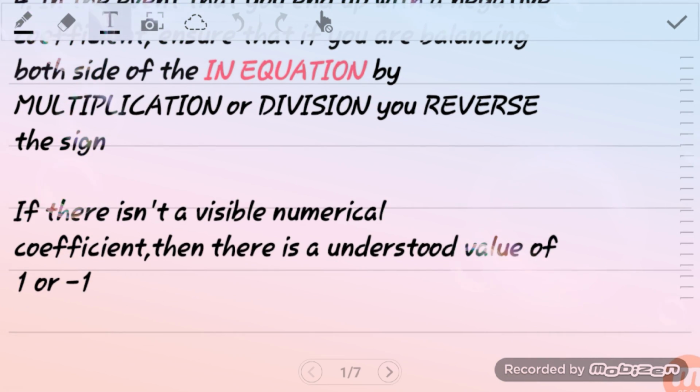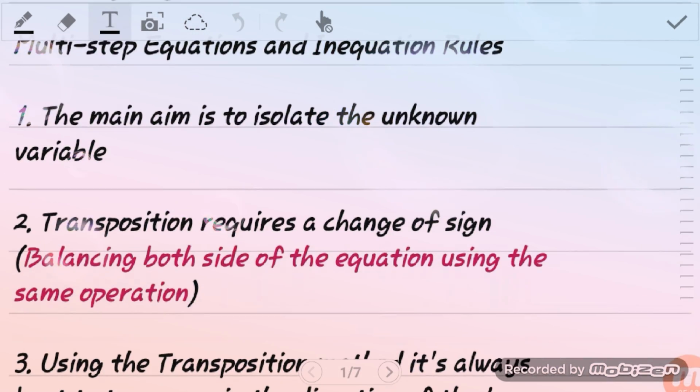And just another little thing here: if there isn't a visible numerical coefficient, if you don't see an actual value in front of your variable, then there is an understood value of 1 or -1. It's very, very important that you remember that. And I forgot to mention one thing as it relates to number 2, that transposition. Once you're transposing something across the inequality or the equal sign, you must remember to change your sign.